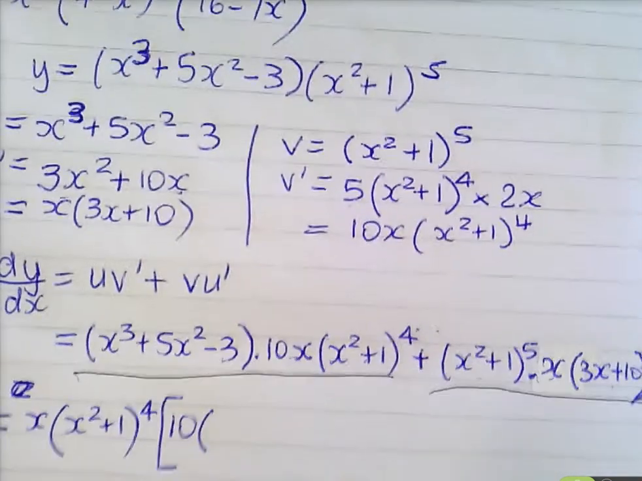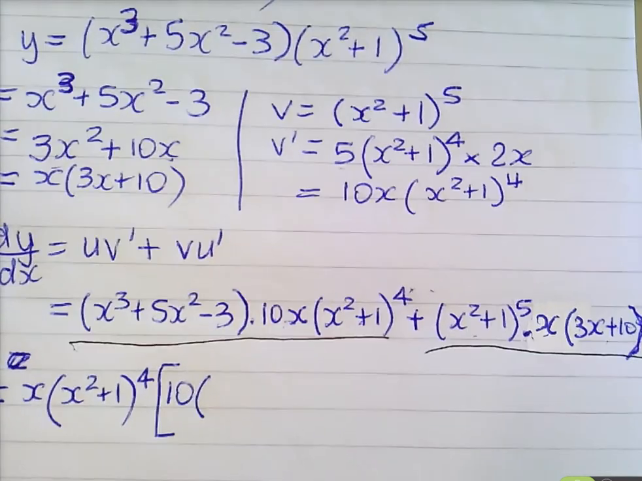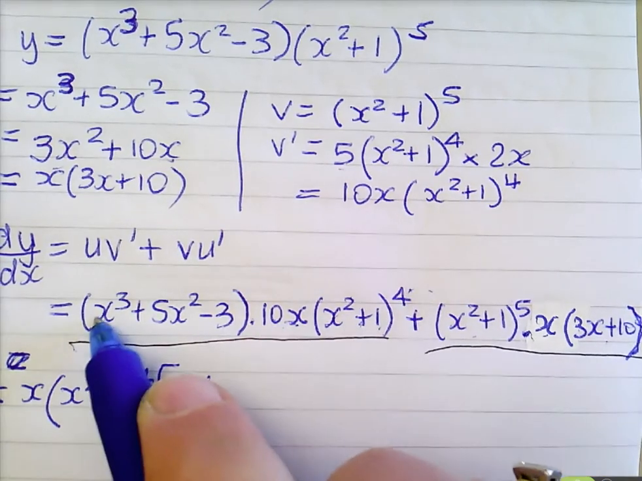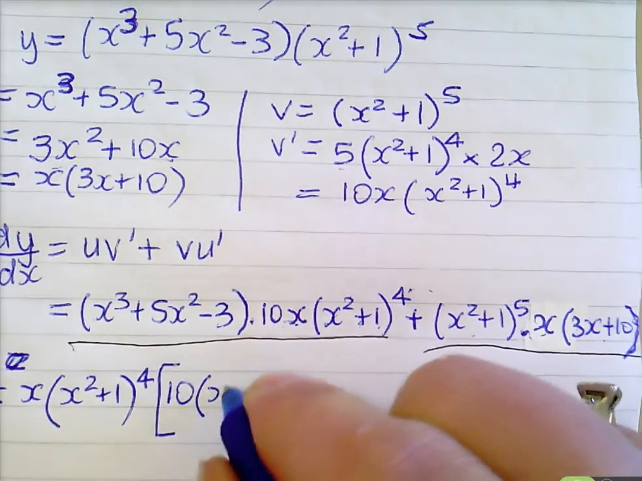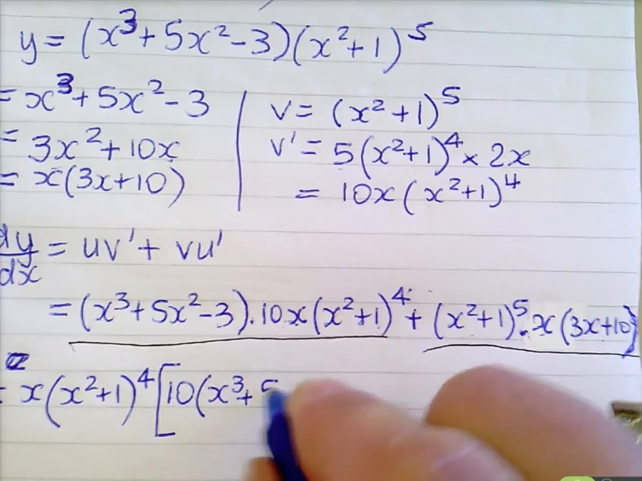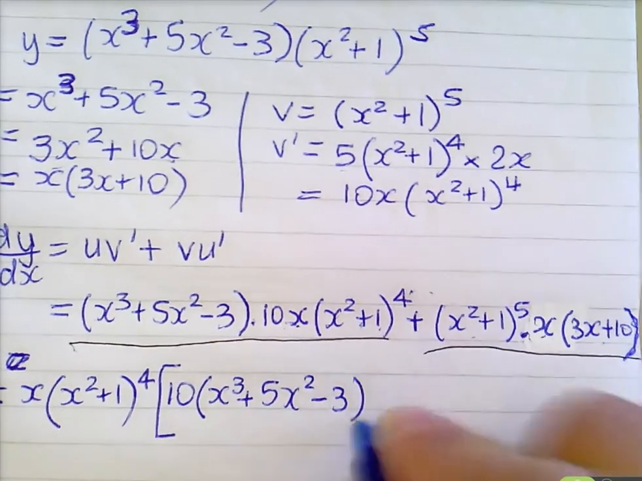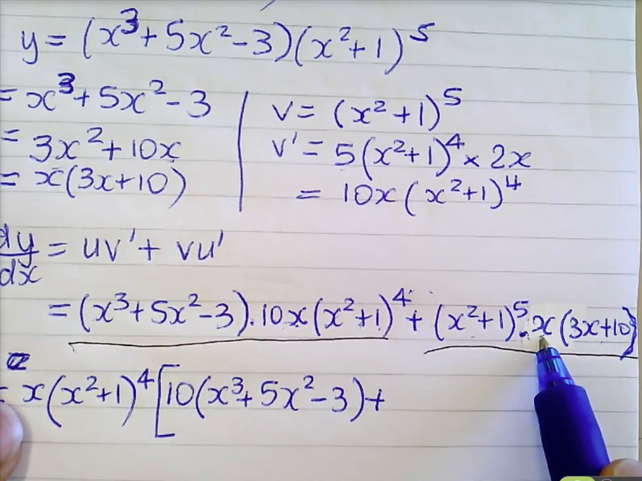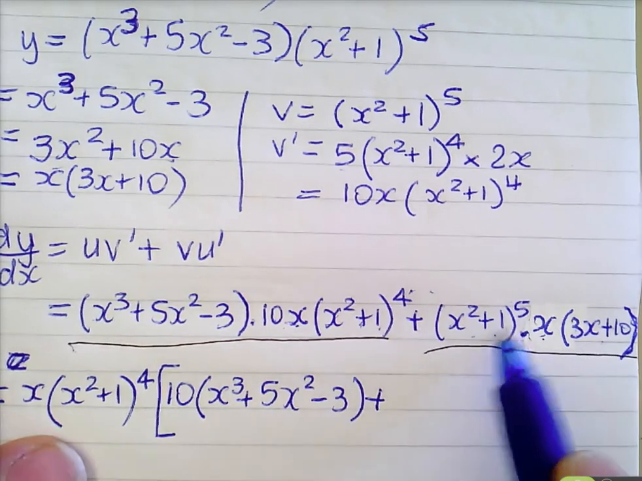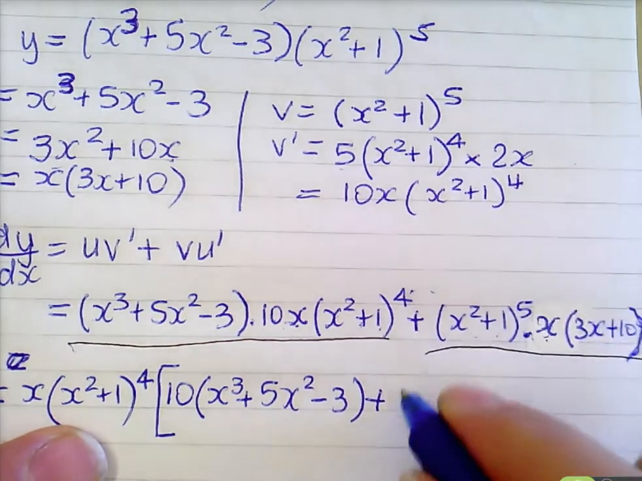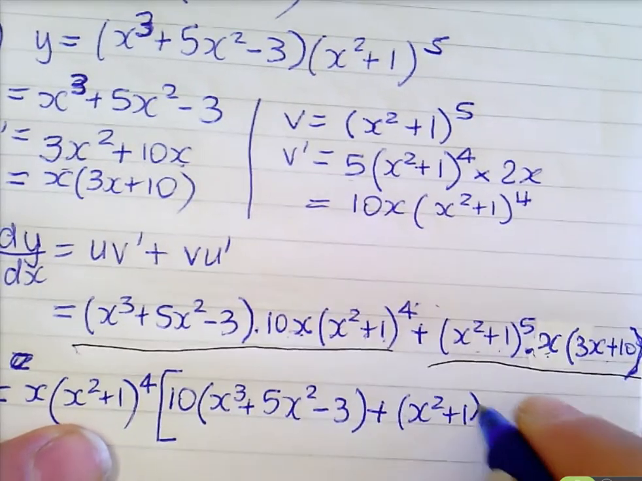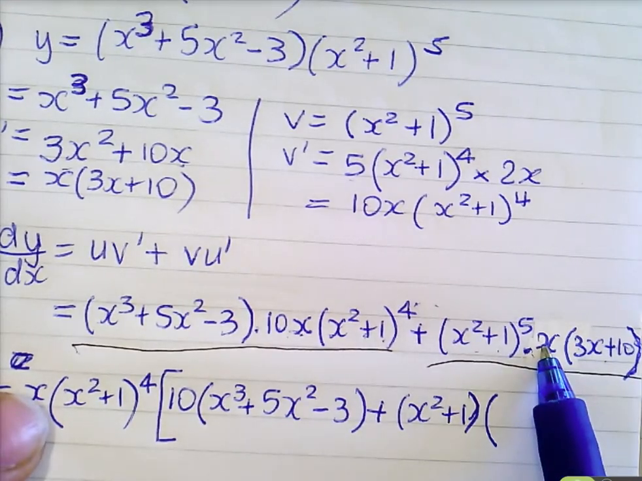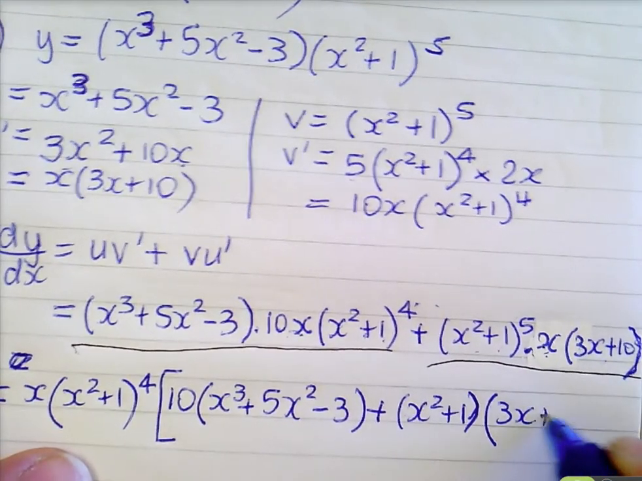Oh, sorry, girls. I've just pulled out the x and the x squared plus 1 to the power of 4. So I'm left with all of this. 10 bracket x cubed plus 5x squared minus 3 plus, because I do have a plus here, the x was pulled out and the x squared plus 1 to the power of 4 is pulled out. So how many left? X squared plus 1 to the power of 1, which is just x squared plus 1, bracket, because the x has been pulled out, 3x plus 10.